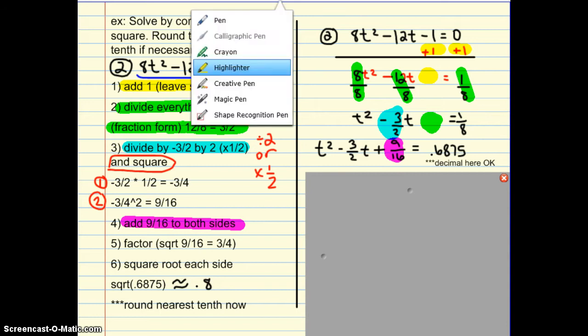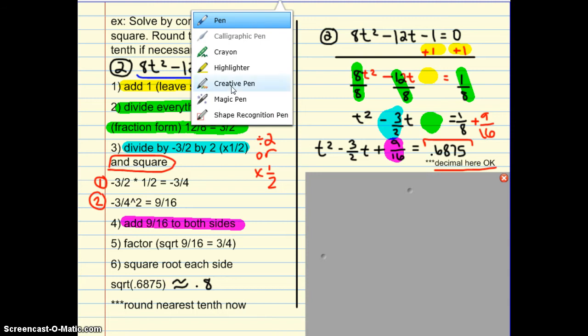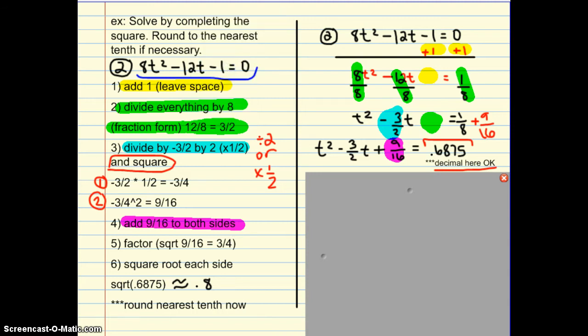And when I add 9 over 16 on the right hand side, a decimal here is okay. We are going to next factor this side.